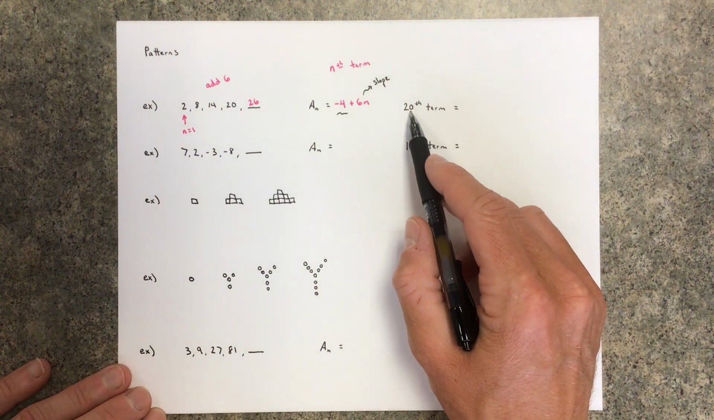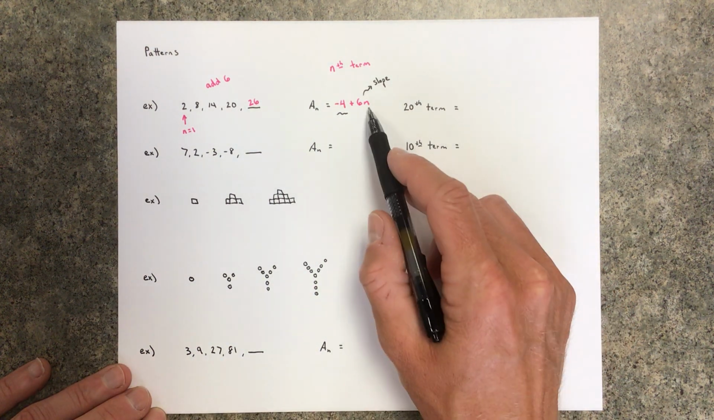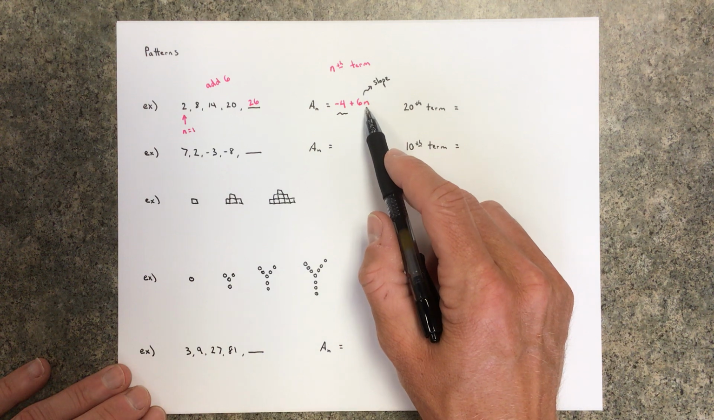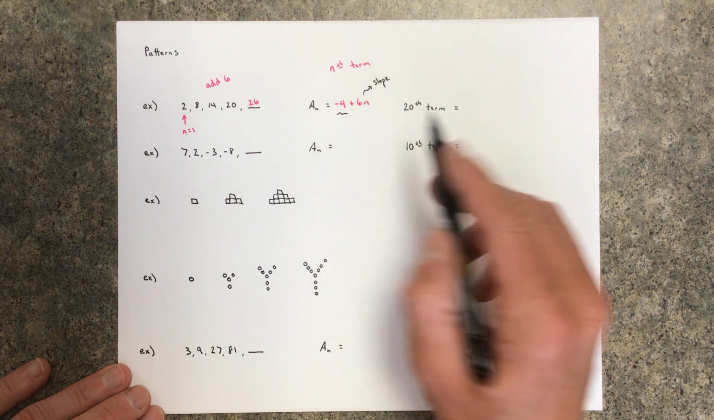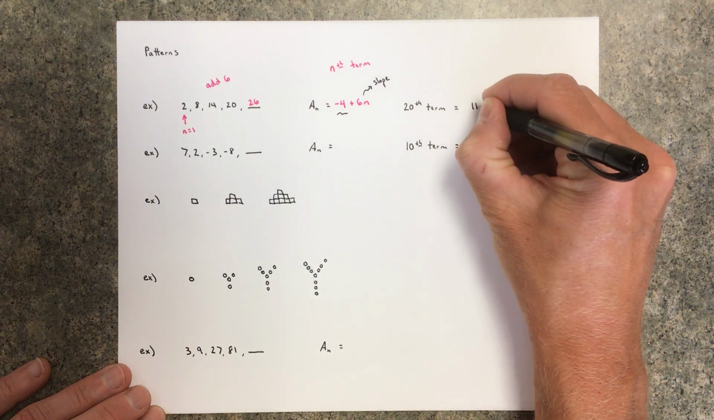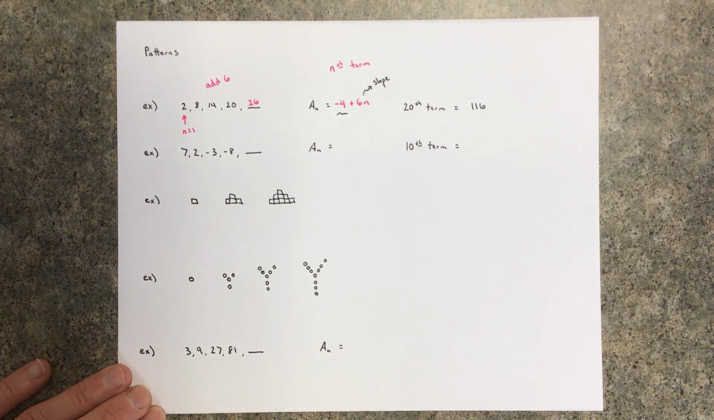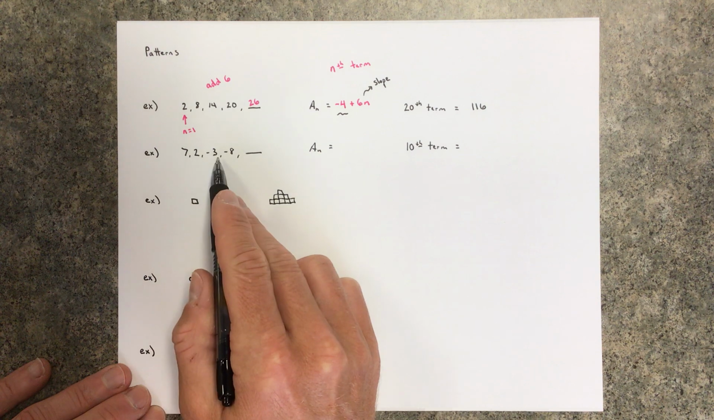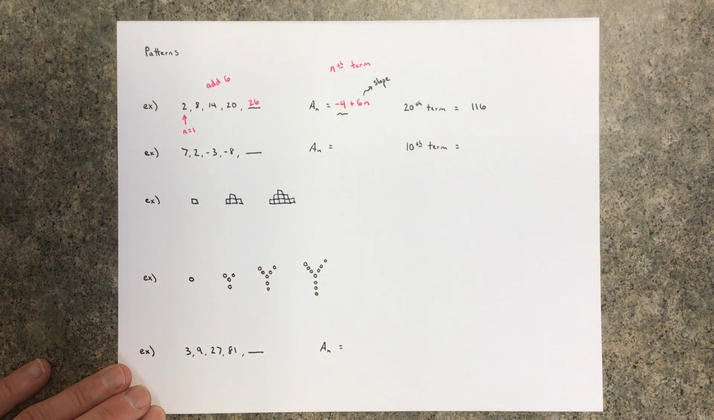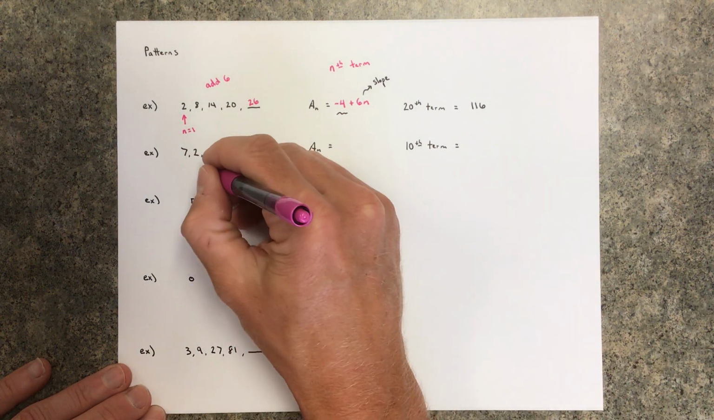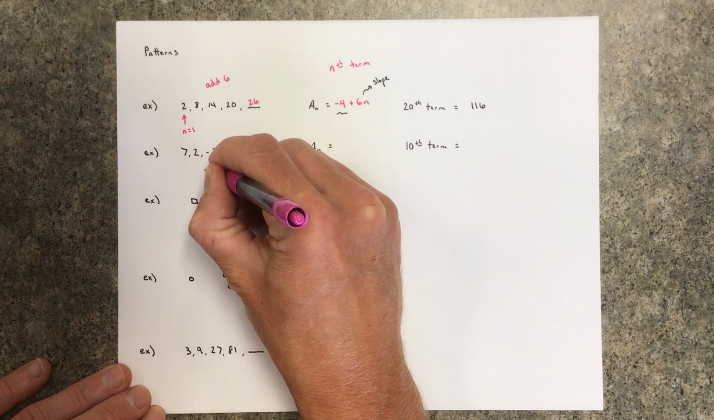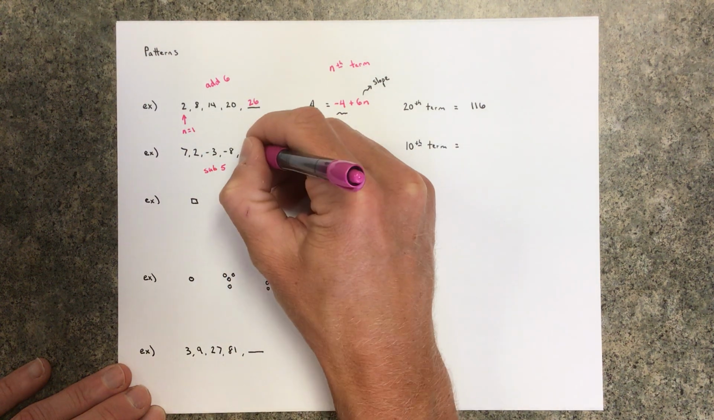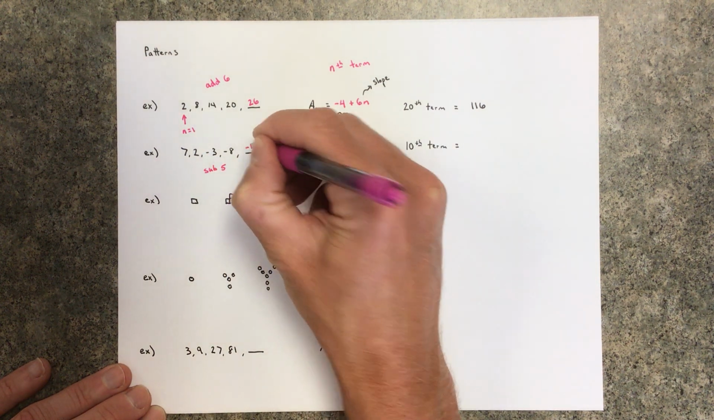And then if you want the 20th term, all you have to do is plug in 20 in here. 6 times 20 is 120. Subtract 4 is 116. Okay? All right, let's look at the next one. 7, 2, -3, -8. It sure looks like it's subtraction by 5 every time. So the next one would be -13.